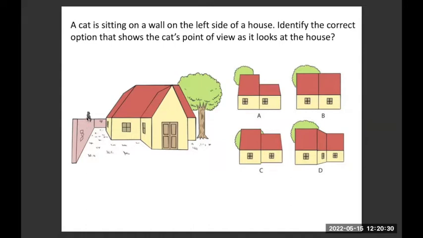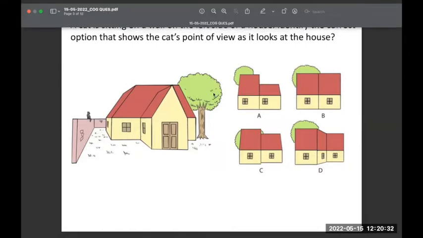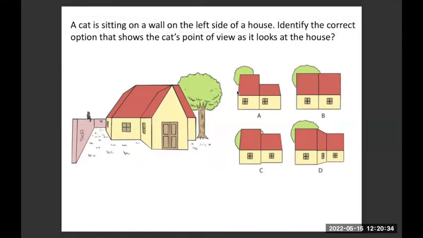Before you head to the answer, can anybody suggest which is the perspective which is clearly wrong? Which are the two options which are clearly not in perspective? E and D. Which one? E and D. B and D. No, one is correct. B is right. I agree with B, but D is in perspective. D is in perspective. What is the problem in D?